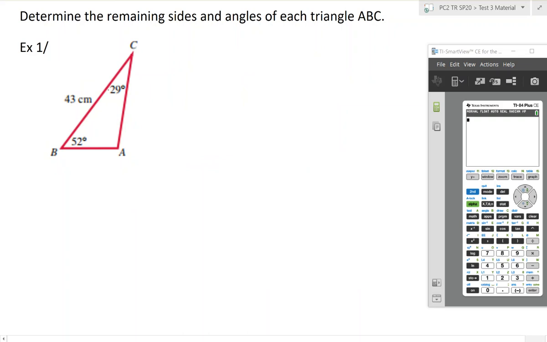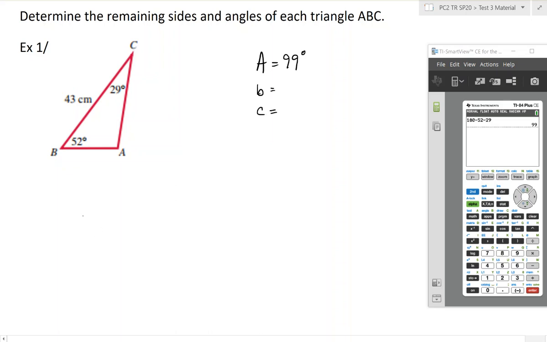Determine the remaining sides and angles of each triangle ABC. I have a couple of examples here. A is easy to figure out. We know that the sum of the angles is 180, so we're just going to subtract the 52 and the 29, and we get 99. So A is 99 degrees, and we have little a already. It's 43 centimeters, so we need to get little b and little c.